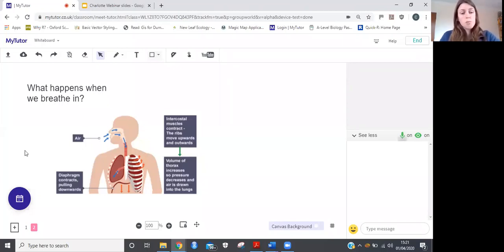So when we breathe in, we can do it now. If we take a deep breath, our diaphragm contracts and pulls downwards. Our intercostal muscles contract as well. So at the moment, everything is contracting. And this makes our ribs move upwards and outwards. So it increases the volume of our thorax, the pressure decreases, and air is drawn into our lungs. So this is the beginning of ventilation. This is what keeps the concentration of oxygen in our lungs quite high. We can continually breathe in this high volume of air.